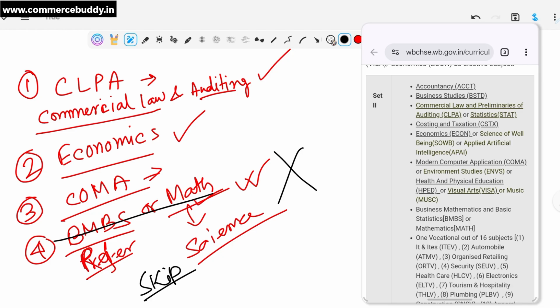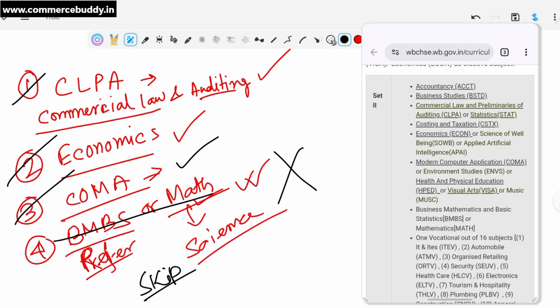Now, if I'm skipping the business math, what are the three subject options we have? CLPA, economics, and computer application. Now, economics and CLPA should be talked over here. If you want to have a second option, then computer application should be a go for you. Now, let's talk about CLPA and economics.